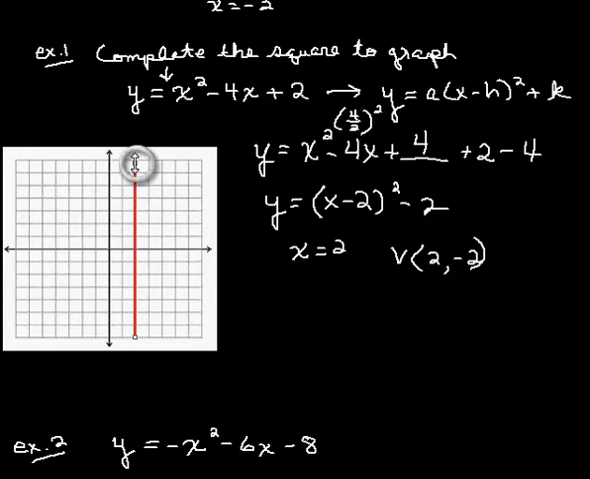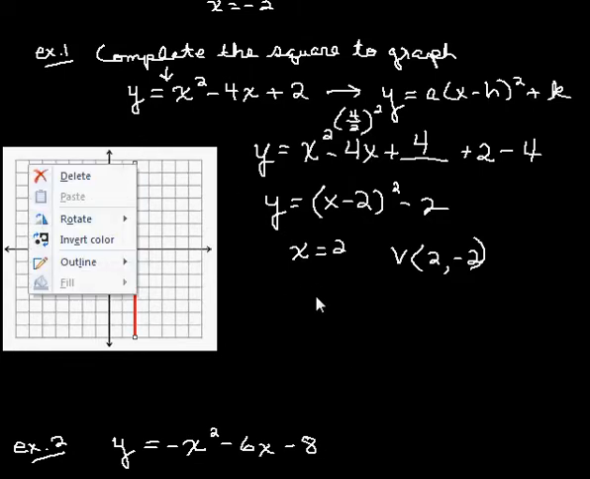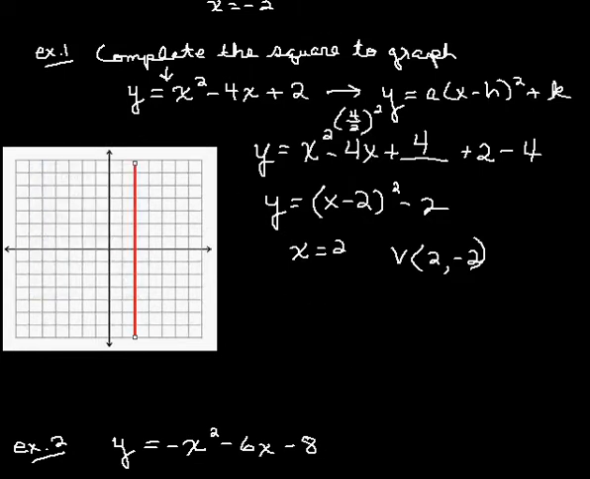Can't do super straight lines, but that was pretty good. That's our axis of symmetry. Usually you make it dotted. And then our vertex is (2, -2). So here's our vertex. And then you just want to put in one point to see how wide your parabola is going to be.